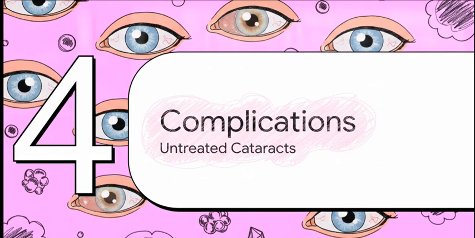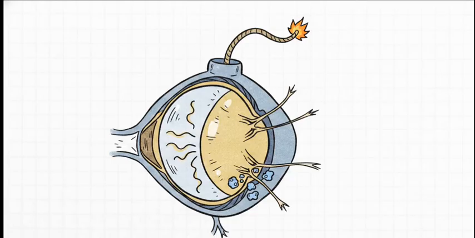Which brings us to Section 4. Untreated cataract complications. What happens if we just do nothing? Well, an untreated hypermature cataract is essentially a ticking time bomb inside the eye. It can start leaking altered lens proteins right into the anterior chamber, which triggers a massive immune response called phacoanaphylactic uveitis. It can also induce insanely painful spikes in intraocular pressure.